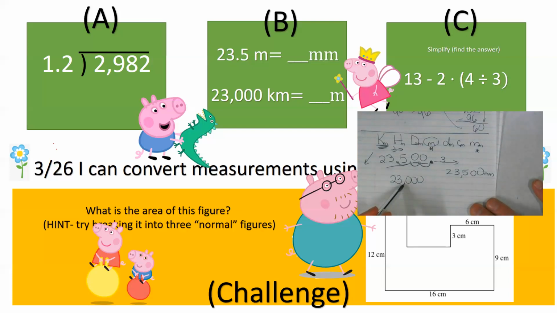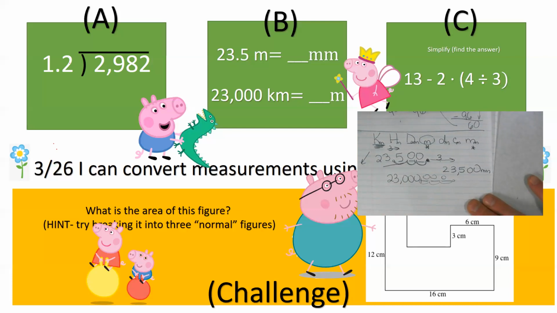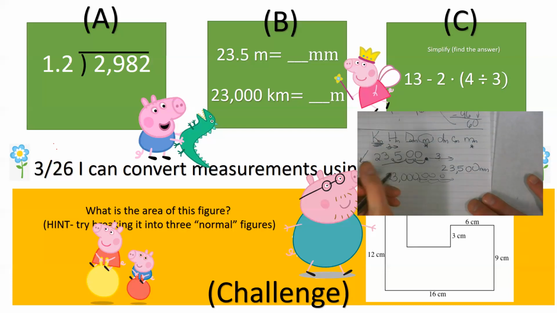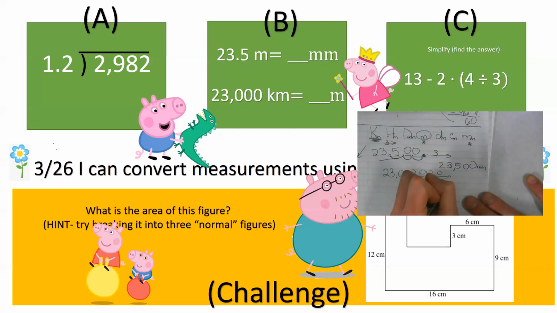So where is the decimal? That's not a decimal. That's a comma. The decimal's here because it's a whole number, and we're going to move it right. 1, 2, 3. Holy smokes, it turns into a ginormous number. So now we know that 23,000 kilometers is 23 million meters. Woo.